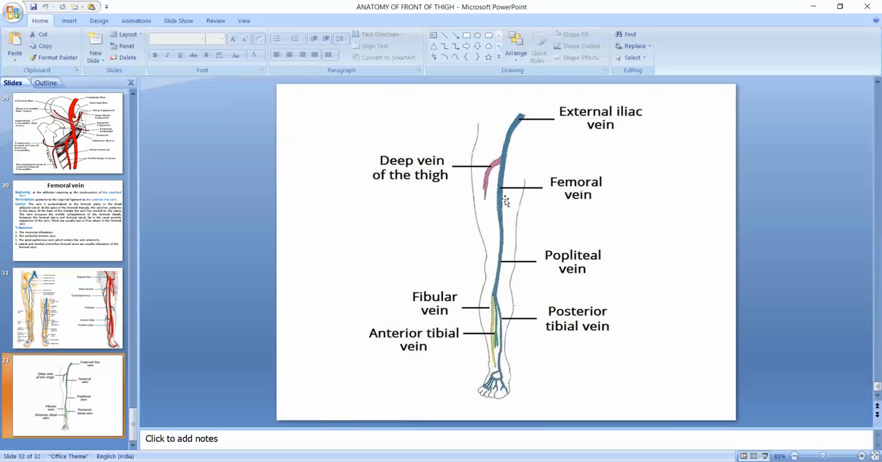Okay, so this is the femoral vein, the vein of the thigh. When it goes down through the knee, it is named the popliteal vein, and below this the fibular vein and posterior tibial vein, and these are all tributaries. So this is all about the anterior thigh, the front of the thigh, and we have discussed the anatomy of the front of the thigh involving the different aspects.